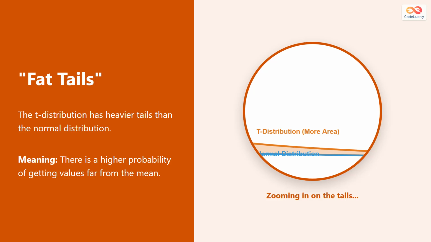Because the tails are higher, there is more area under them. This represents a higher probability of getting values far away from the mean, reflecting the extra uncertainty we have because we are estimating sigma using a small sample.